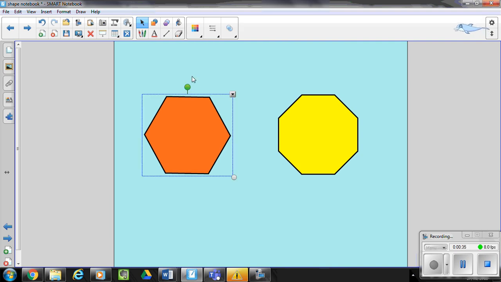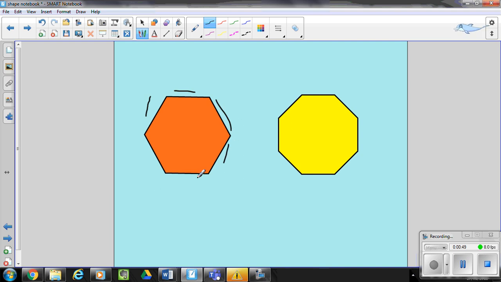So this shape here is called a hexagon. A hexagon. And a hexagon is a six-sided shape. So let's check. I've got 1, 2, 3, 4, 5, 6. So I've got 6 sides and 6 corners. And this shape is called a hexagon. Can you say that one? Hexagon. So a hexagon is a six-sided shape.